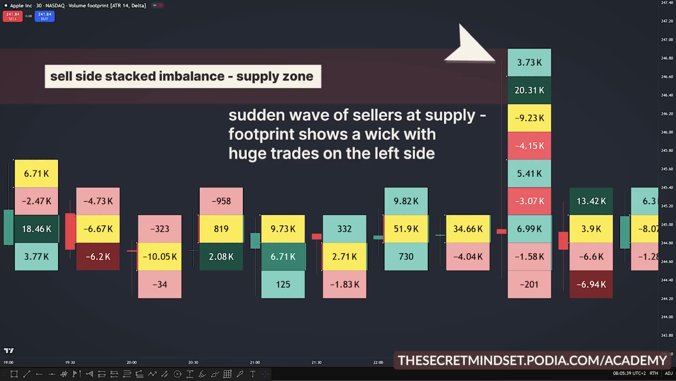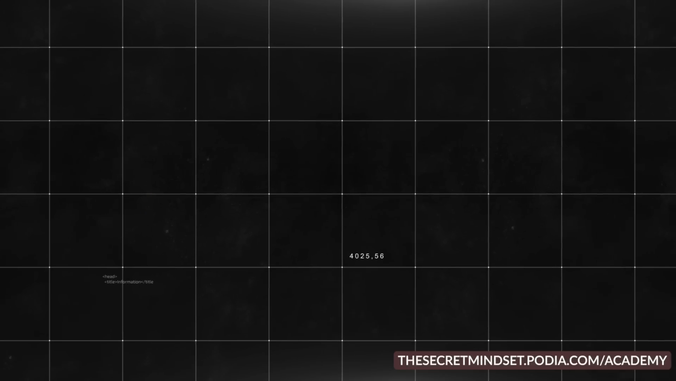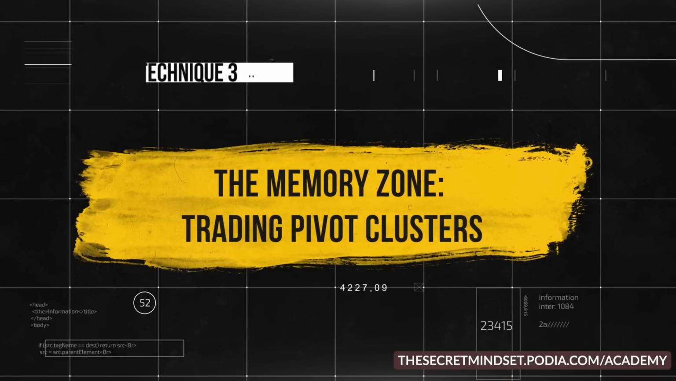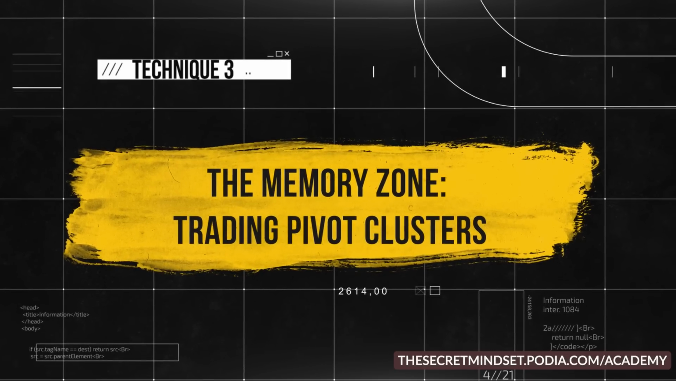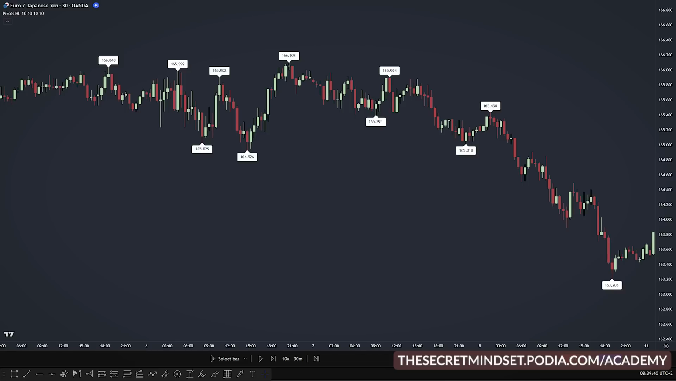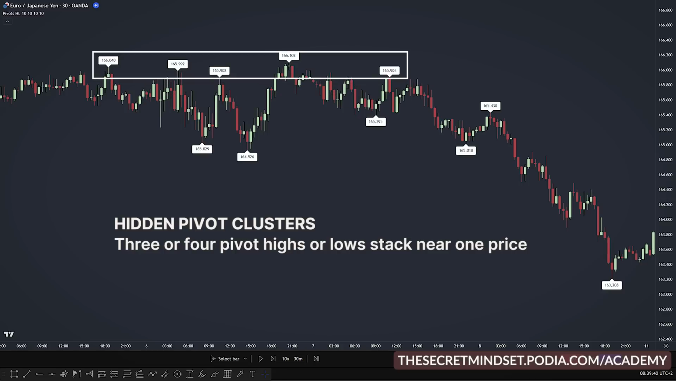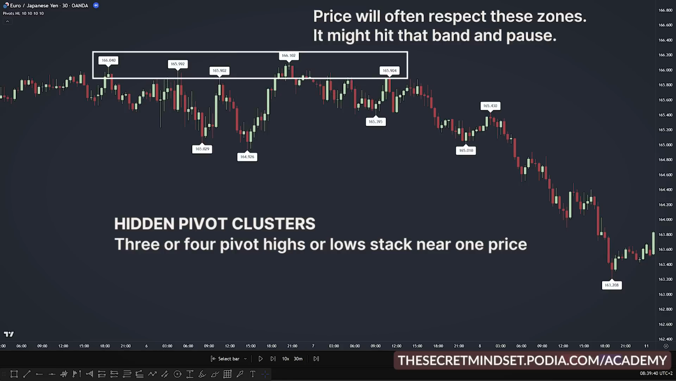For day trading or scalping, footprint charts are a must. Some charts show hidden pivot clusters. These clusters happen when 3 or 4 pivot highs or lows stack near one price. I personally like to watch to see if price builds a block of these points. Price might respect these zones.